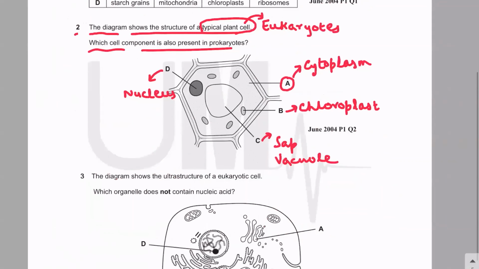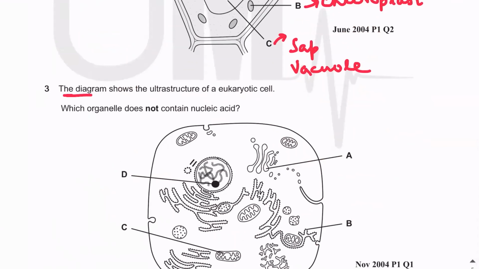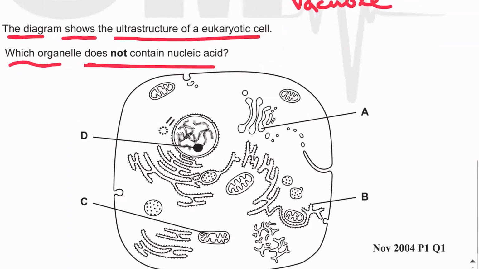Okay, MCQ number 3. The diagram shows the ultrastructure of a eukaryotic cell. What is meant by ultrastructure? Ultrastructure is the structure of a cell as observed under the electron microscope. So this is the ultrastructure of the eukaryotic cell, and the cell shown is the animal cell. Which organelle does not contain nucleic acid? So what do you think?